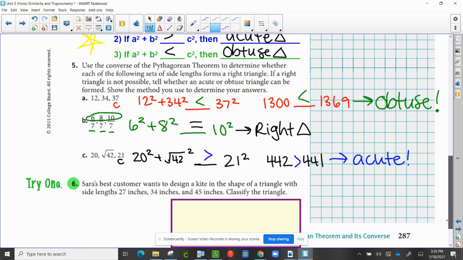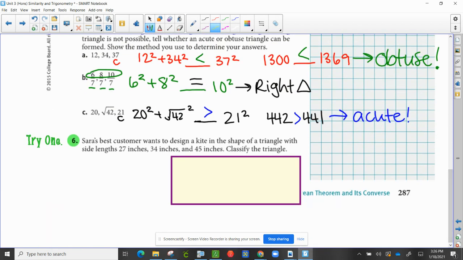Okay. So I'm going to have you guys try number 6, and then that's kind of the end of this lesson. Sarah's best customer wants to design a kite in the shape of a triangle with these side lengths, 27, 34, and 45. So classify that triangle. 45 is your largest side, so that's your C. Go ahead and classify that. See what kind of triangle it should be.